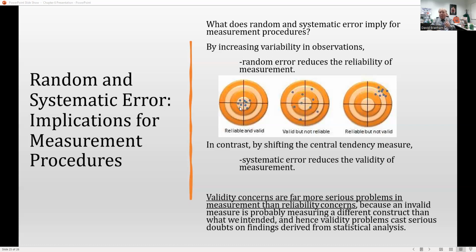An invalid measure is probably measuring a different construct than what we intended, and hence validity problems cast serious doubts on the findings derived from a statistical analysis. You need to avoid loss of validity at all costs. You need to have valid measures. You do need to reduce the reliability errors that you have, but sometimes you can't do that. And that doesn't mean you throw out the baby with the bathwater. An unreliable measure is okay. It's just not going to give you that statistical power that you need.